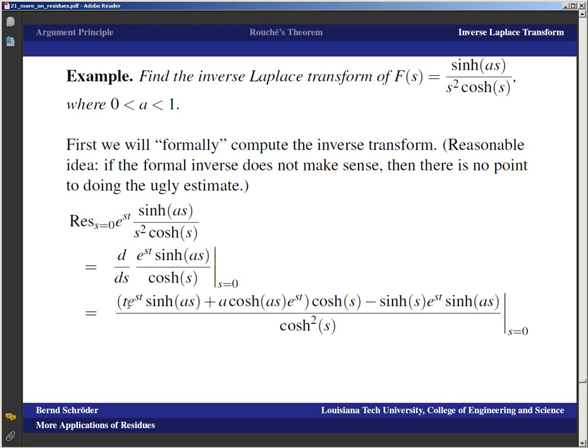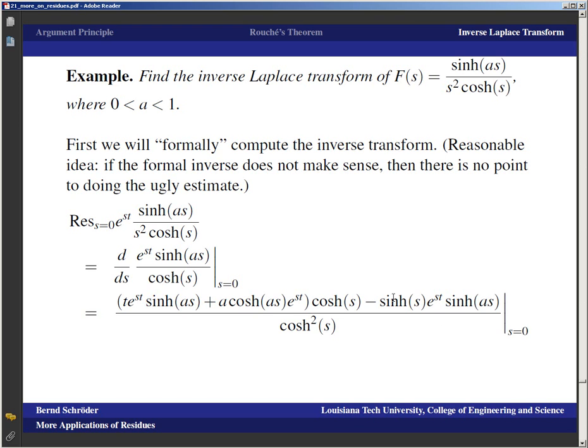Derivative of the numerator is derivative of the first, t e^{st}, times the second, sinh as, plus derivative of the second, a times cosh as, times the first, e^{st}, times the denominator cosh s, minus the derivative of the denominator, which is sinh of s, times the numerator, which is e^{st} sinh as, divided by cosh squared s. And here's where you might think, my God, how am I going to simplify that? Well, the answer is you don't, because what we do know is we're only interested in this thing at s equals 0. So let's plug in s equals 0.